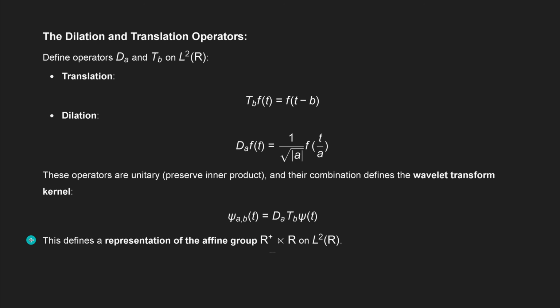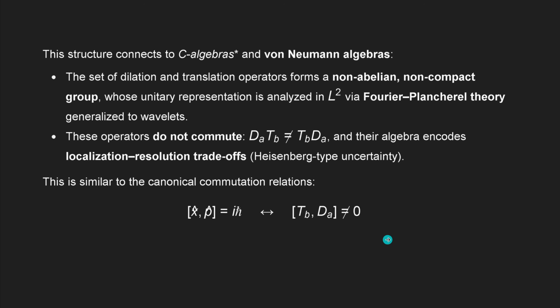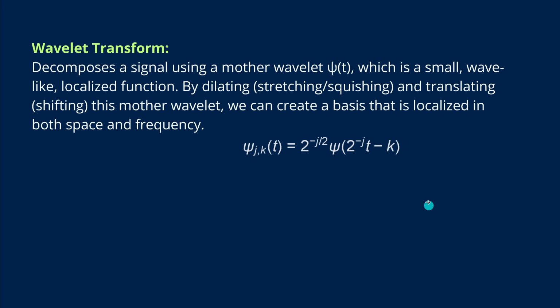Now, if you are a little bit into mathematics, I hope you are much better at it than I am. This defines a representation of a particular affine group on the Hilbert space, and this connects to C-star algebras and von Neumann algebras. Here we really go into mathematics, but unfortunately I'm just starting to have a deep dive into this. Heisenberg-type uncertainty is another glance over to what we're going to look at in the future. If you are familiar with this, great. So, wavelet transform. Let's recapitulate.